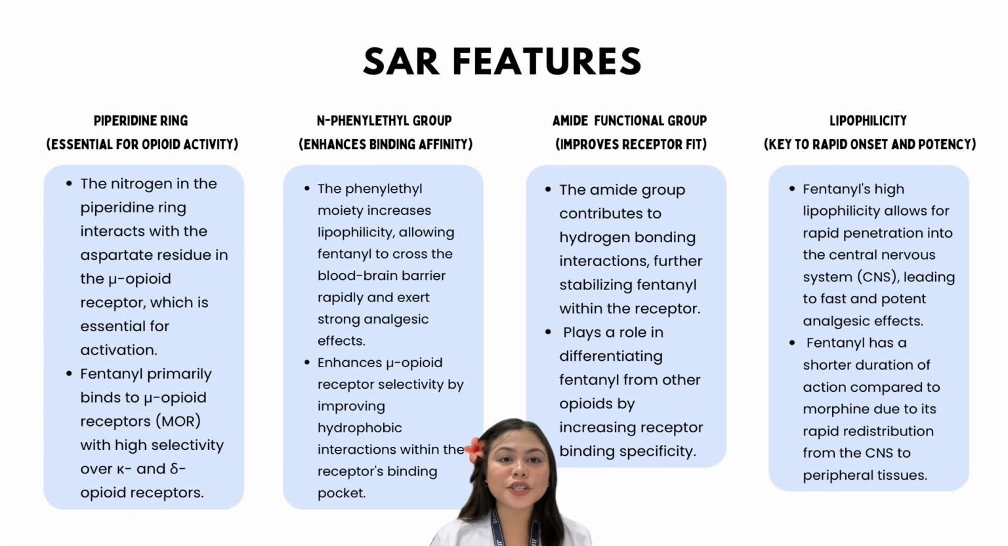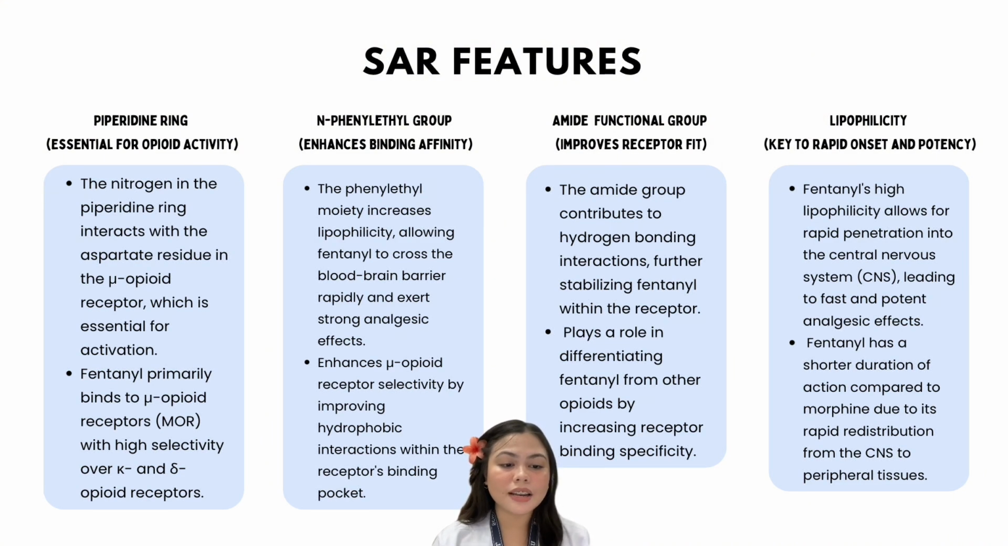We also have the structure-activity relationship features of fentanyl. First, we have the piperidine ring, essential for opioid activity. The nitrogen in the piperidine ring interacts with aspartate residue in the mu-opioid receptor, which is essential for activation. Fentanyl primarily binds to mu-opioid with high selectivity over kappa and delta opioid receptors.